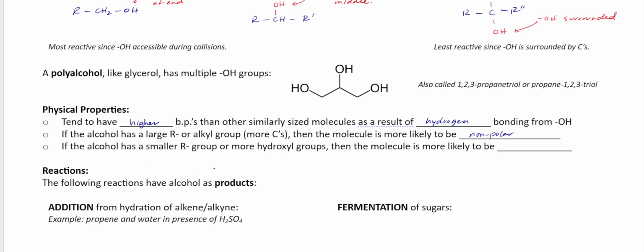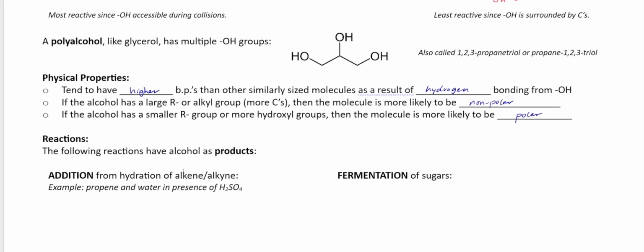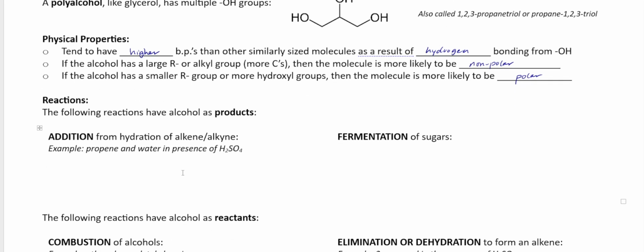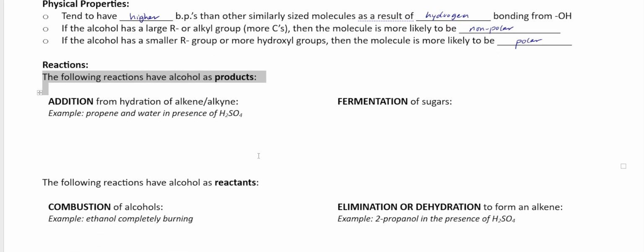However, if the alkyl group is small, like a methyl or an ethyl, and potentially there are a lot of hydroxyl groups, then the molecule is more likely to be polar. We're going to look at what are called preparation reactions for alcohols, and that means that alcohols are present as products.